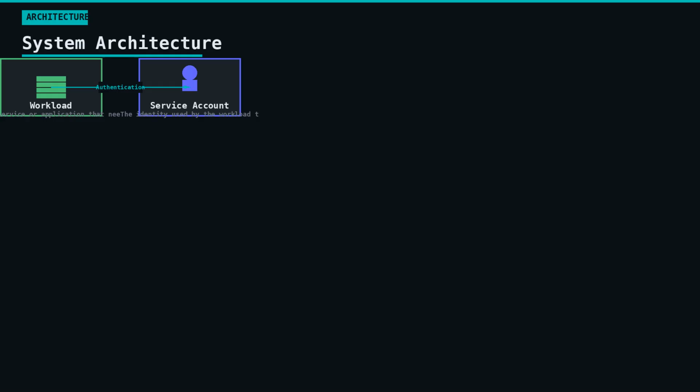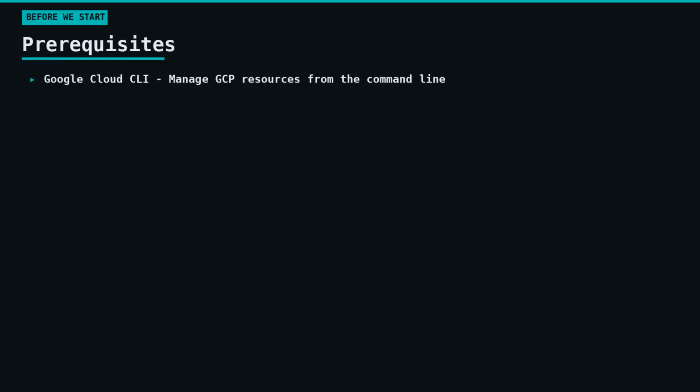To set up GCP Workload Identity Federation, you'll need a Google Cloud account, the Google Cloud CLI, and a Kubernetes cluster. The Google Cloud CLI is necessary for managing your GCP resources from the command line. The Kubernetes cluster is where your workload will run. You'll also need to install the Cloud CLI tool to interact with your GCP resources.